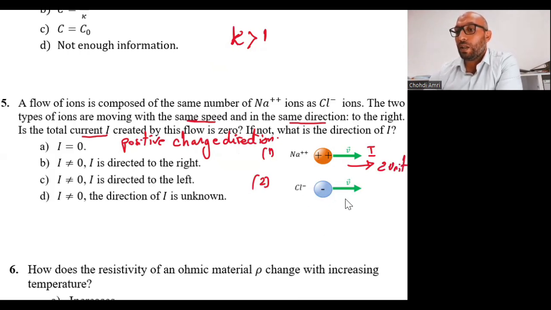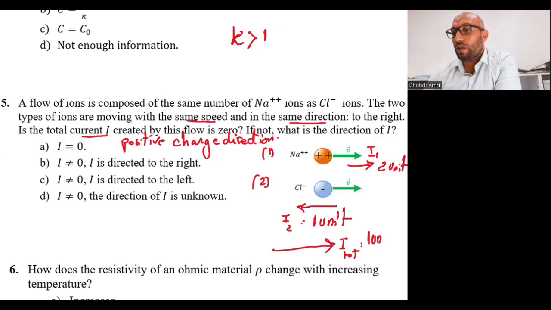What about the second case? In the second case, the negative charge is moving to the right, so the current is opposite to the negative charge, and this is the direction of the current. And how many units do we have? We have only 1 unit. What is the total current? It's only the sum. Let's say this is I1 and this is I2. I total is going to be I1 plus I2. So it's going to be 1 unit, in which direction? In the direction to the right. So it's different from 0 and directed to the right.